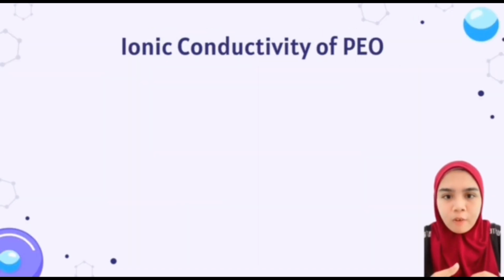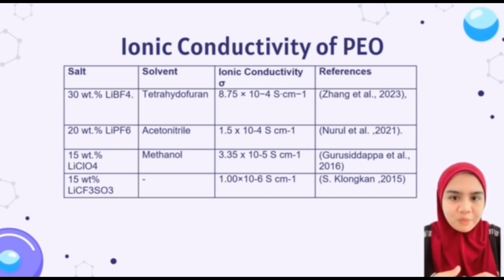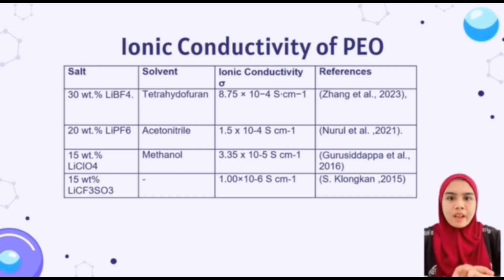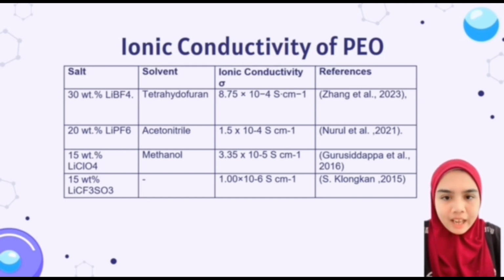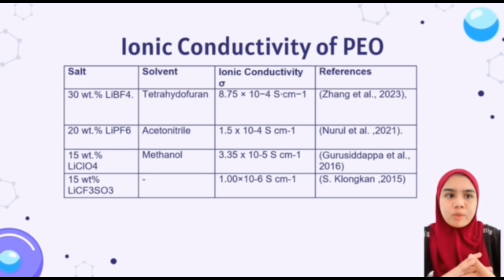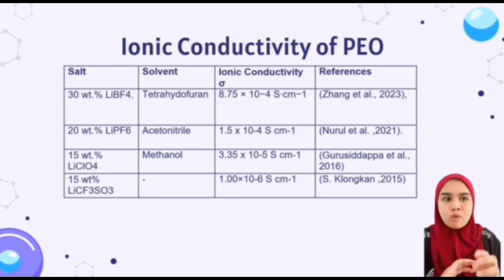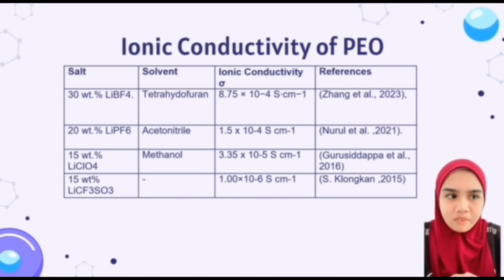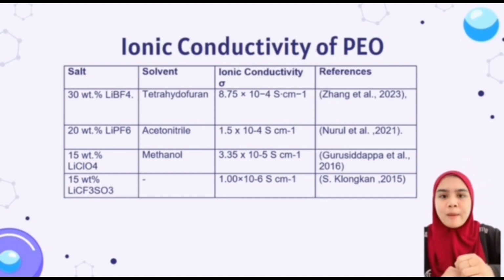The ionic conductivity of PEO is displayed in this table along with relevant references. The first row showed that adding 30% of LiBF4 to pure PEO-based electrolyte increased ionic conductivity to 8.75 times 10 exponent negative 4. LiBF4 improved crystallinity and surface smoothness, thereby increasing ion mobility. The maximum ionic conductivity of 20% LiPF6 is 1.5 times 10 exponent negative 4, as shown in the second row. Next, the maximum conductivity for the third row was 3.35 times 10 exponent negative 5 when 15% LiClO4 was used, which is 4 orders higher than pure PEO.